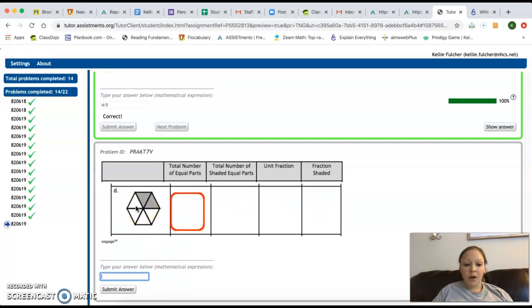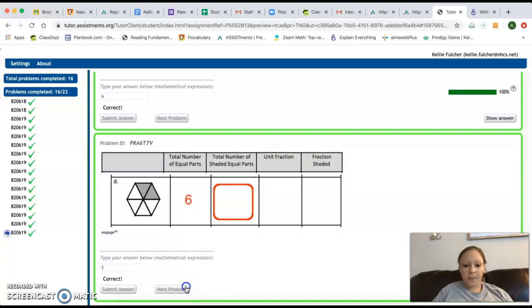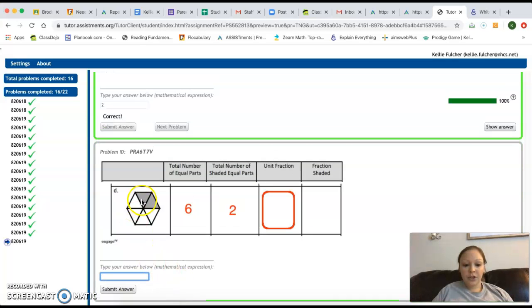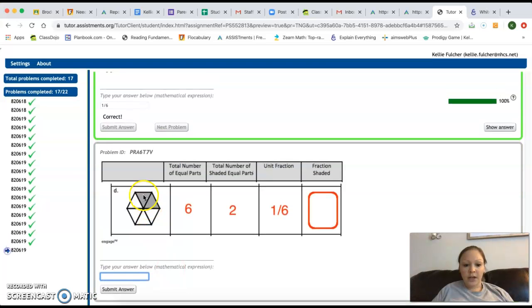Total number of equal parts, 1, 2, 3, 4, 5, 6. Total number of shaded equal parts, 1, 2. The unit fraction, since we're dealing with sixths, is going to be 1/6. And the shaded fraction, there are 2 out of the 6 pieces shaded, so that's 2/6.